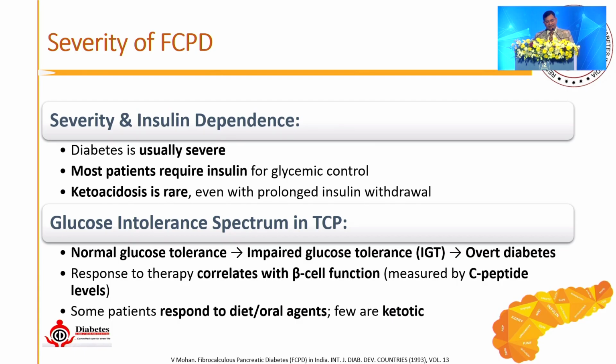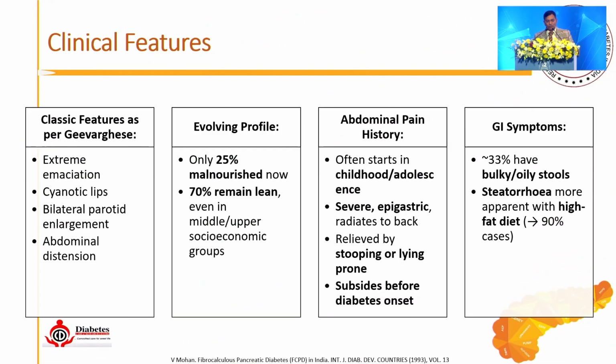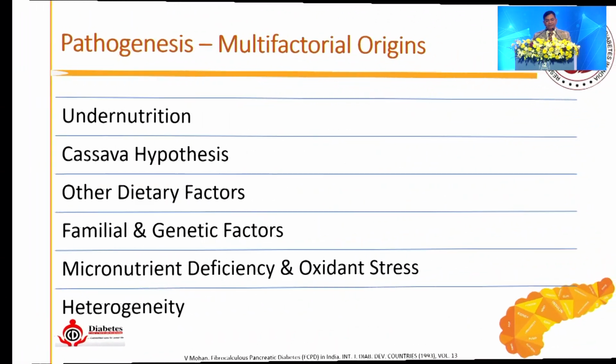They remain on insulin therapy. Most of them require insulin. Ketosis is rare, and C-peptide will be low. Classification, classical features, as per the G. Varghese classification: extreme emaciation, cyanotic lip, bilateral parotid enlargement, abdominal distension, 25% malnourished, 70% remain lean. Abdominal pain is common, and of course the exocrine dysfunction. So as for GI symptoms, 33% will have oily stools and steatorrhea.